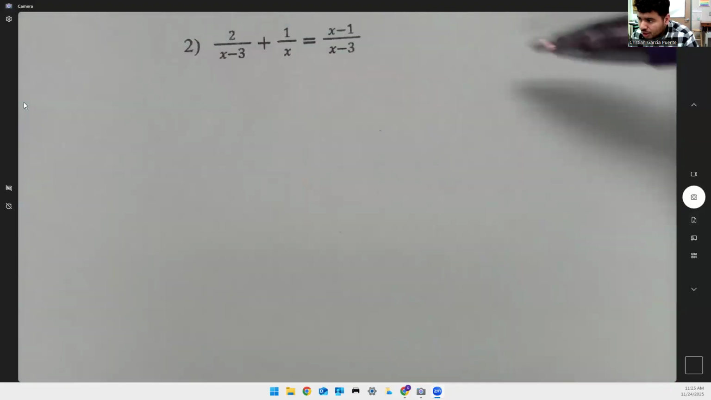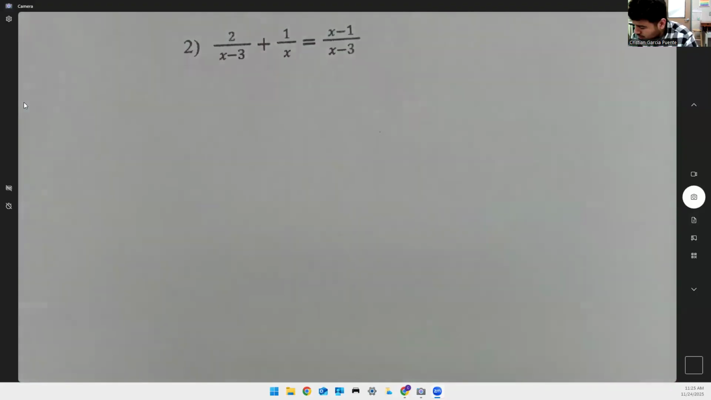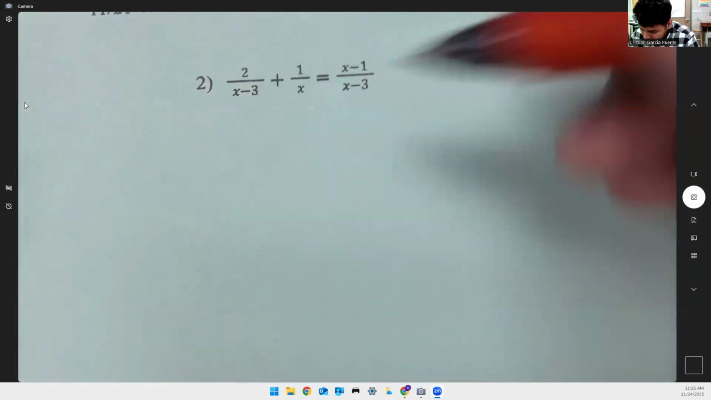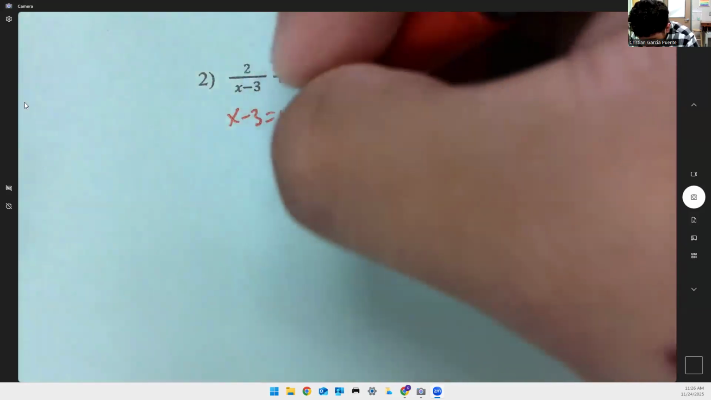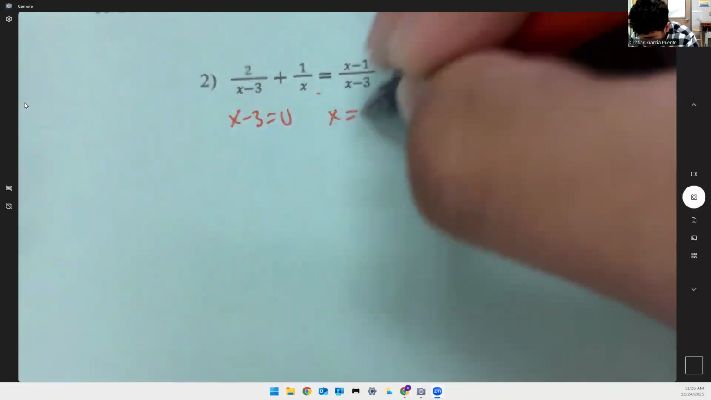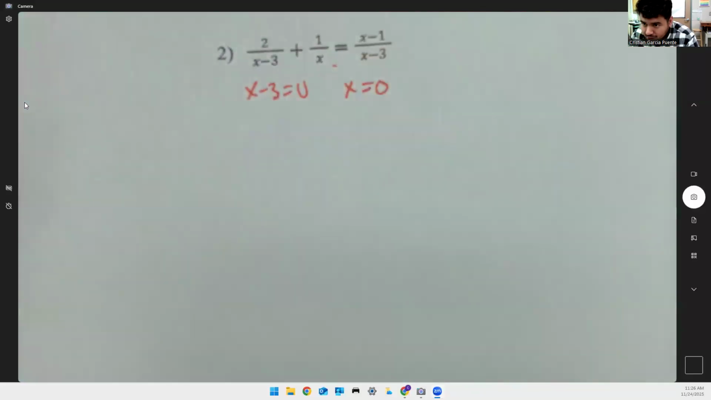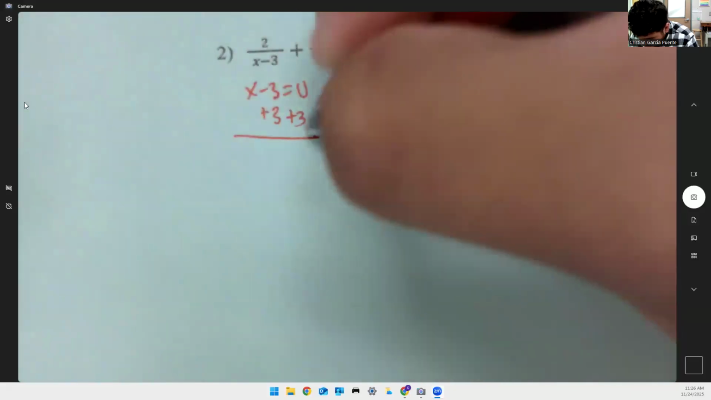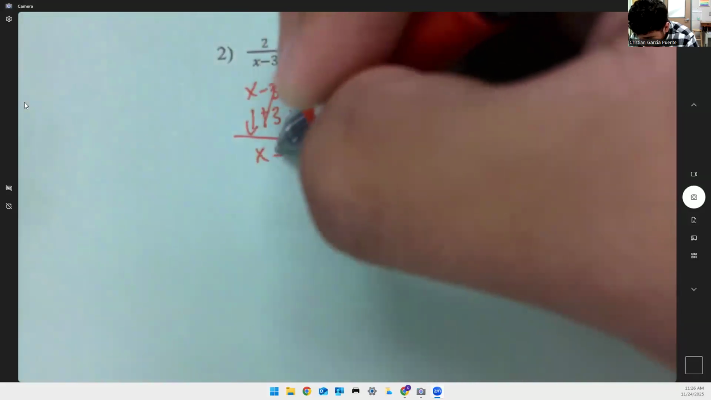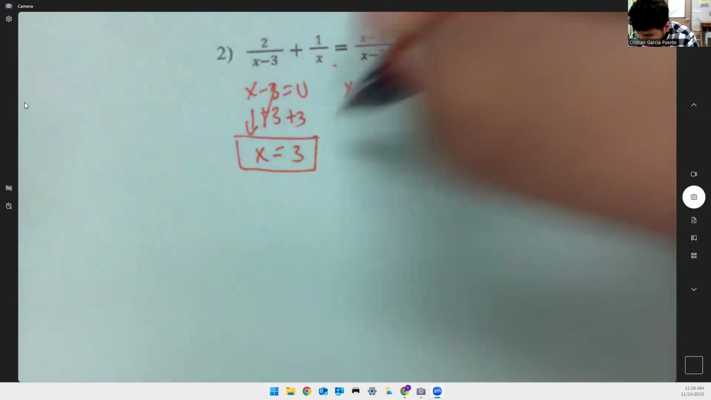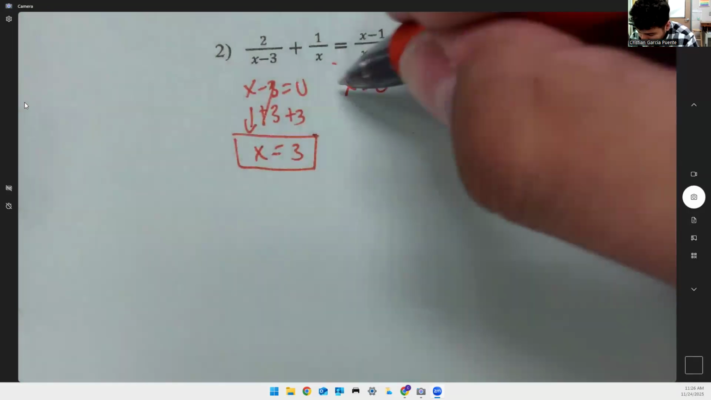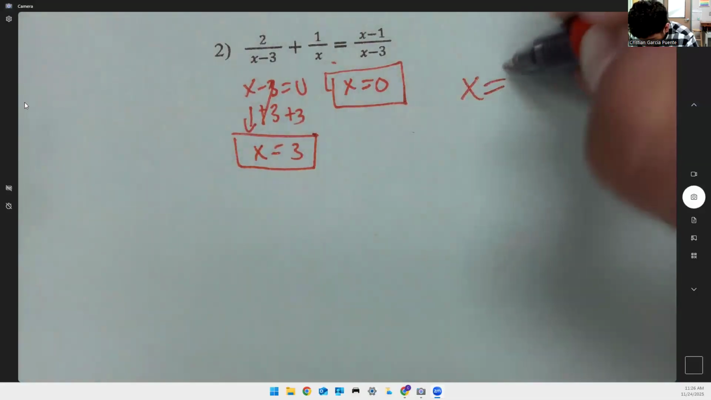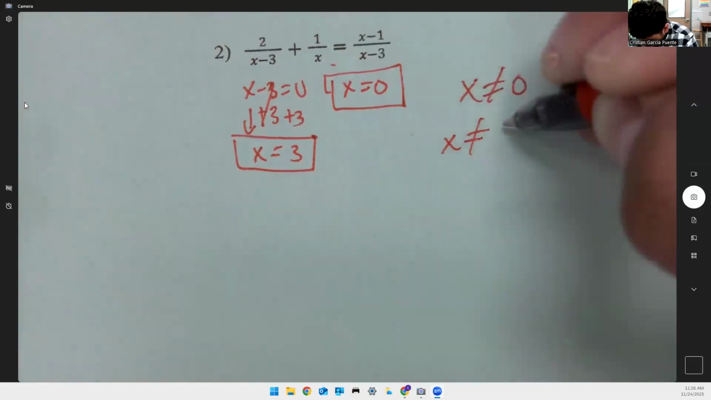First let's do our excluded values. So excluded values, you have x minus 3, the first denominator, equals 0. Second denominator is x equal to 0. Now, how do you get rid of this negative 3? To solve for x, you add 3 on both sides. So you'll be left with 0 plus 3, which is just 3. Now, what about on this right side? It's already x equals something. X is by itself already. So x cannot be 0 and x cannot be 3.